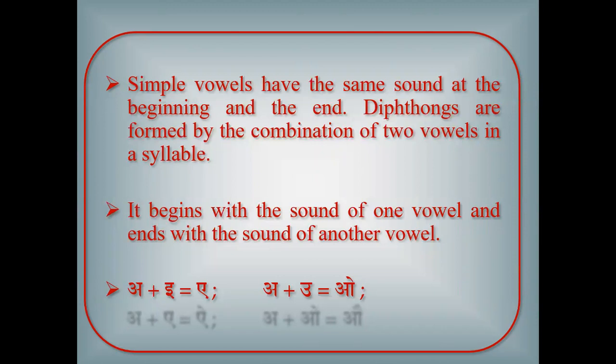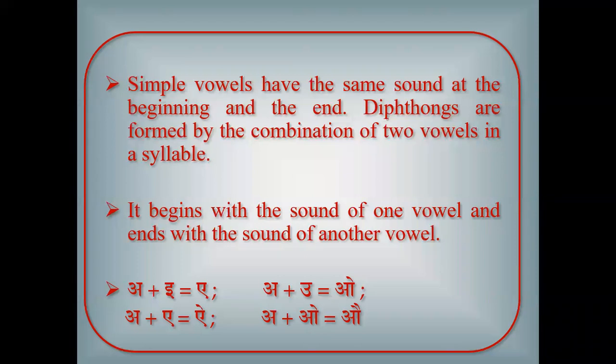Similarly, Au also: the sound starts at the throat and ends with the lips. Similarly, Ai and Au. Ai, O, Au, these four are called conjunct vowels, Mishra Swaraha. So, four conjunct vowels and nine simple vowels. Nine plus four, 13 vowels.